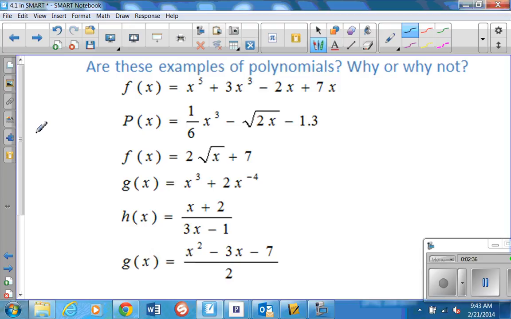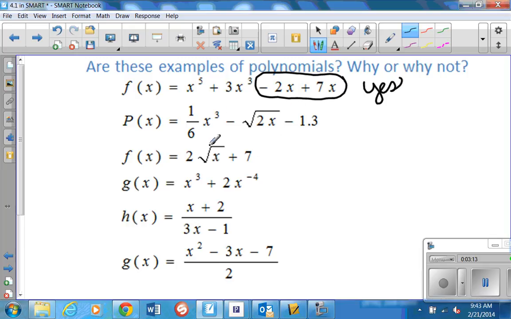So, let's decide, just looking at these. Would this first one be a polynomial? I hear a no. How would it not be a polynomial? Well, actually, we can combine those terms and call that a plus 5x on the end. Then would you say it's a polynomial? Yes. So it's a polynomial at this stage. It's not a simplified polynomial, but it is a polynomial.